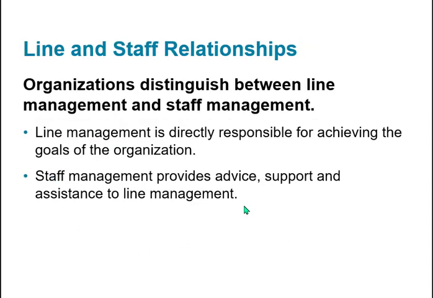The next piece is on line and staff relationships, and you might remember this from 2071 also. Examples for line management would be production, marketing, and distribution. Just think of the value chain, and those are the activities that are directly connected to the product. Staff management provides advice, support, and assistance, so that would include management accountants, information technology, human resources management.